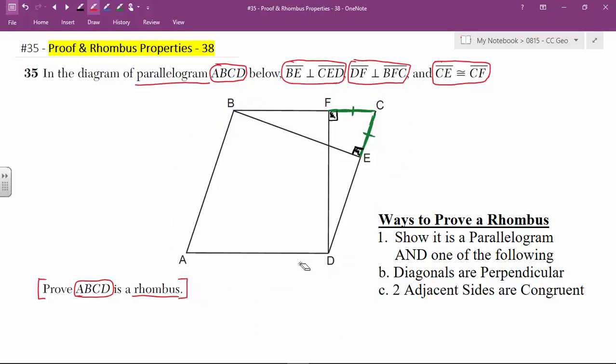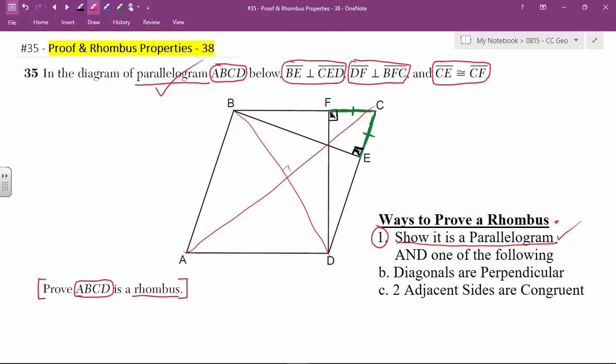So you need to know, what are the options open to me for proving a rhombus? And these are your options. The first thing you must do is show that this thing is a parallelogram, which luckily they give you. They tell you that. That's the most involved part. And then once you've accomplished that, you have to do one of these two things. You have to show me that this parallelogram's diagonals are perpendicular.